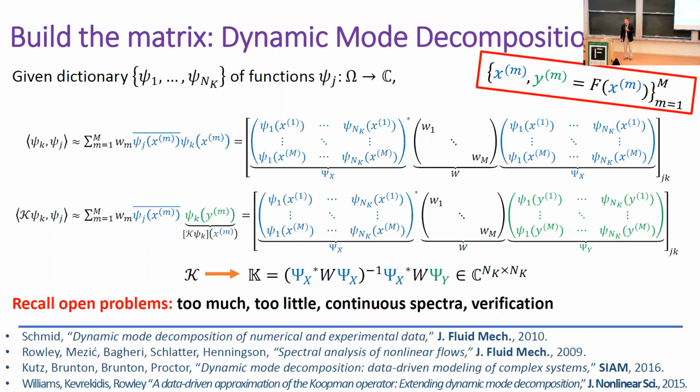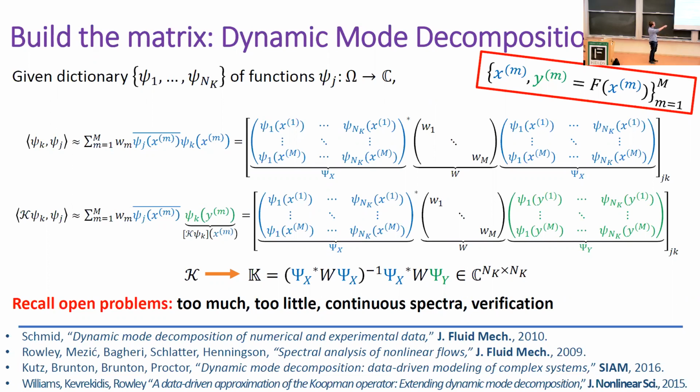Okay, so Matt is now going to tell us how to avoid too much and too little with a method called ResDMD. Thanks, Alex. Okay, so the first step is to build a matrix approximation of the Koopman operator. For this, we're going to use dynamic mode decomposition, which was introduced in the previous talk. There are some excellent references for this method down here. But what I'm going to try and show you on this slide is that DMD is really a Galerkin approximation.